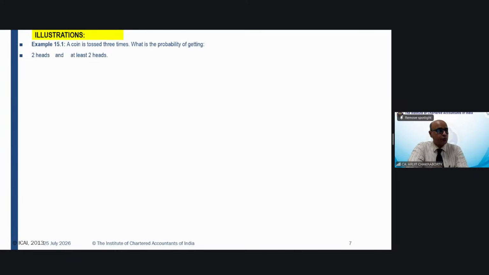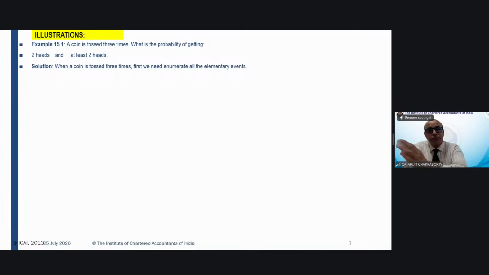There are 2 parts to the question. First one, what is the probability of getting 2 heads? And the next part says at least 2 heads. So when the coin is tossed 3 times, first, let us see the elementary events. What can be the individual ways of either the head coming or the tail coming? What can be the possible patterns?